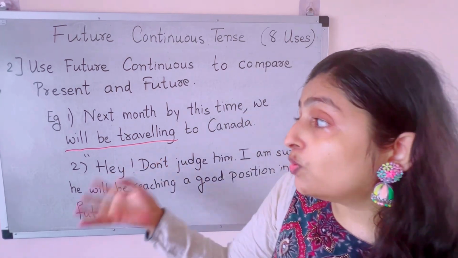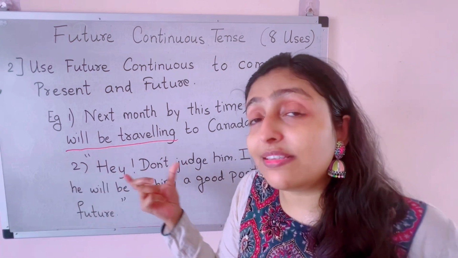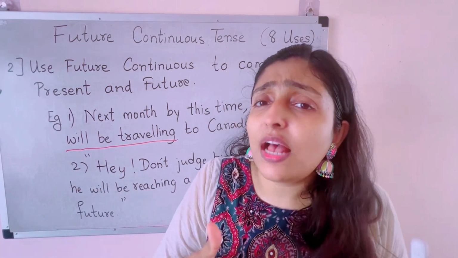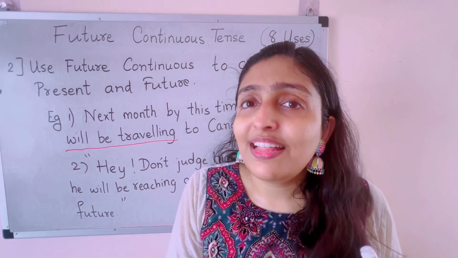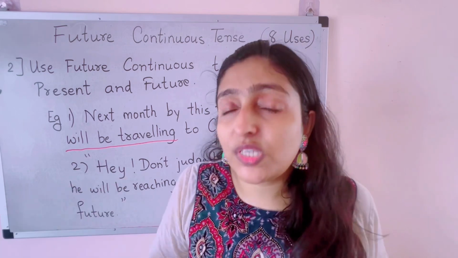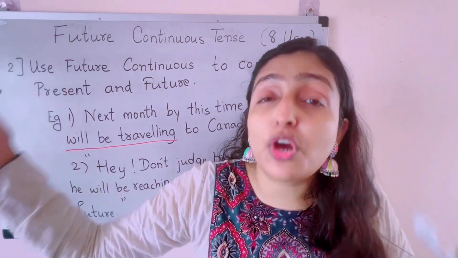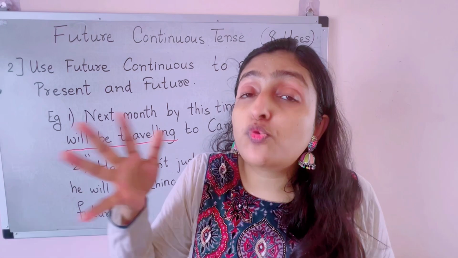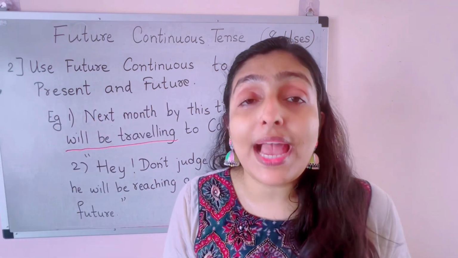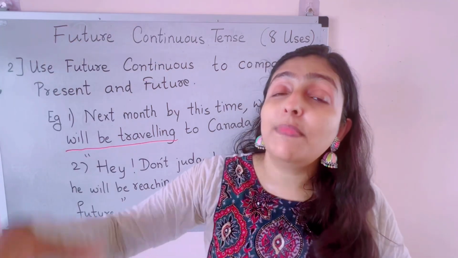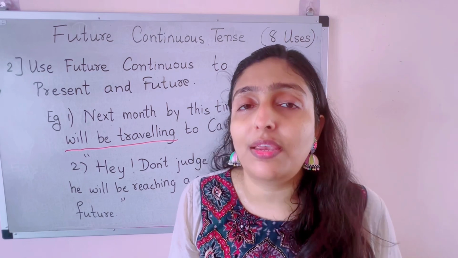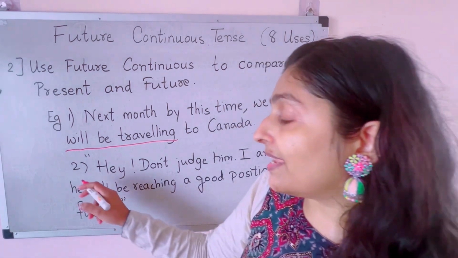So why did I use future continuous tense here? Because traveling to Canada involves a longer duration. That's not a short trip of 1 hour or 5 hours or 6 hours. That's a longer journey that involves 24 hours to 48 hours. I'll be traveling to Canada. I'm stressing, I'm emphasizing the period or the duration of time. Okay, look at the second example.